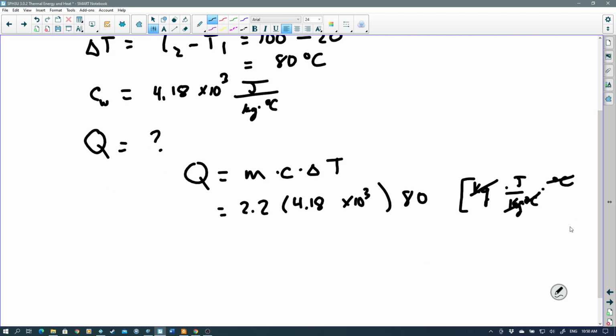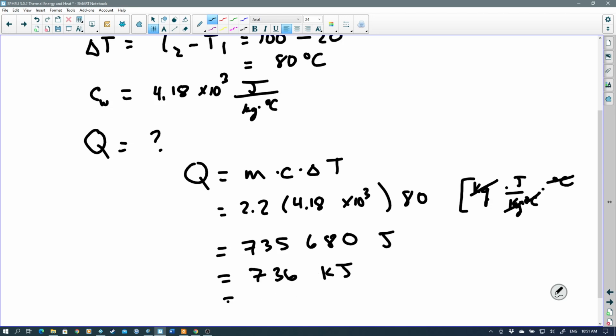So if I do this calculation off to the side here, 2.2 times 4.18 times 10 to the power 3 times 80, and that gives 735,680 joules, which, if we wanted to, we could write as approximately 736 kilojoules of energy. So once the joule values start to get really big like that, you will sometimes see the answer being converted to kilojoules. You don't have to do that, but it often is done.